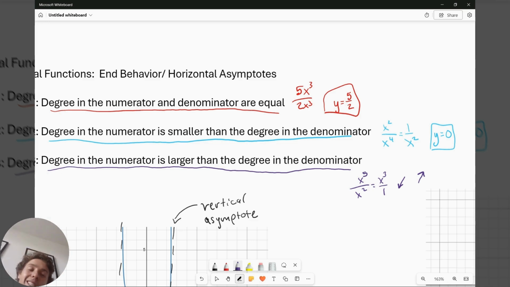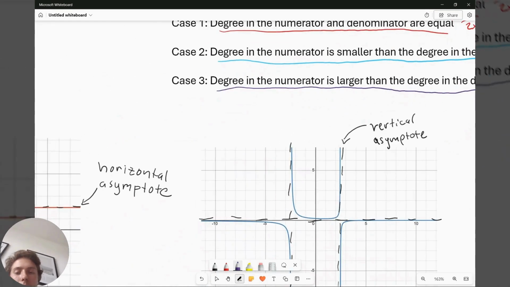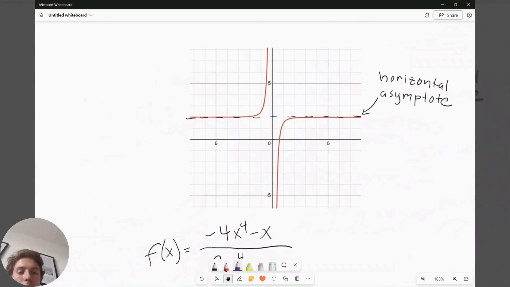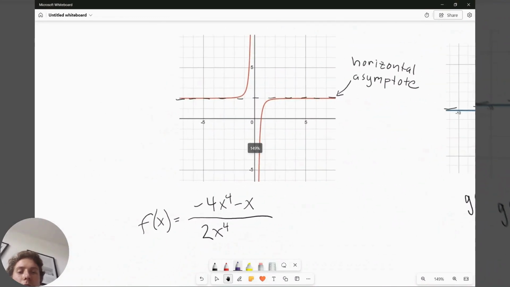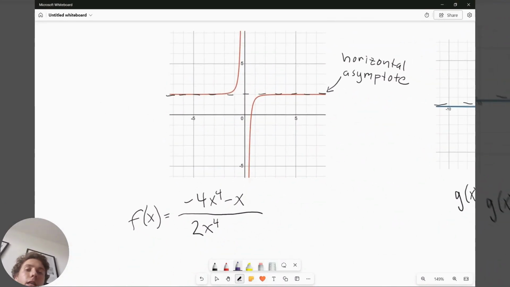So that last case, case 3, you don't have a horizontal asymptote. You instead have to look at the end behavior and whether your function's going off to infinity in which direction. Let's start to break this down looking at some examples. Looking at this first graph, you can see the asymptote is at y equals 2, but let's prove that.